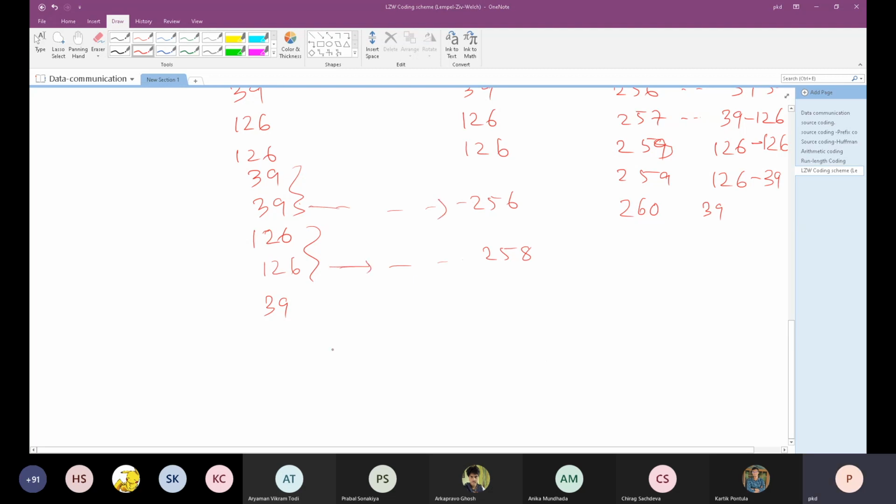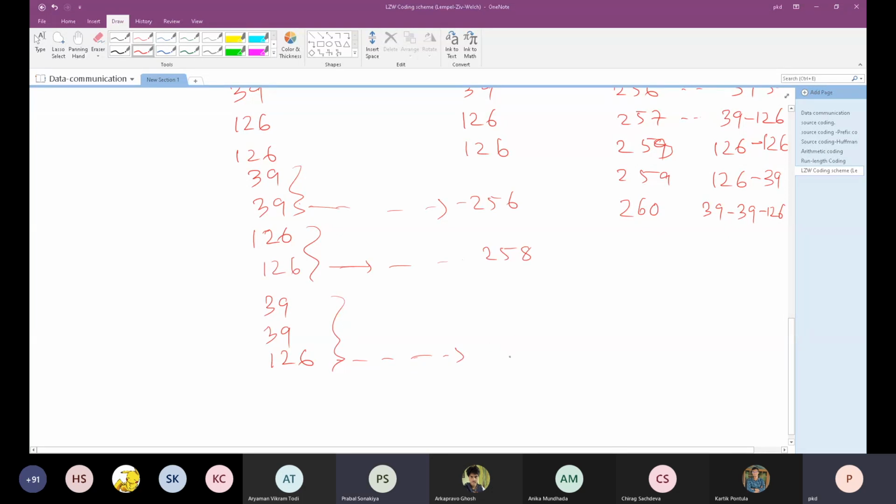Okay. Now suppose we have 39, 126, 39, 39, 126. We can have a code word like 260 for 39, 39, 126. So we can have it coded.